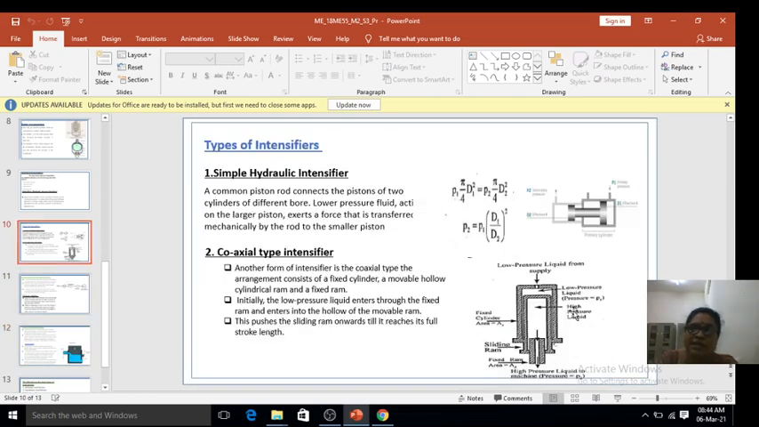The other one is the coaxial type of piston, you can observe here. So there are different cylinders, one over the other, just like a telescopic cylinder. It shares a common axis. It consists of a number of cylinders arranged on a common axis, hence the name coaxial type of intensifiers.